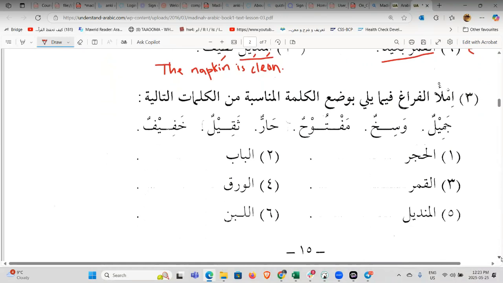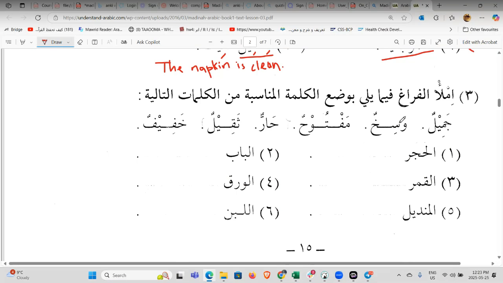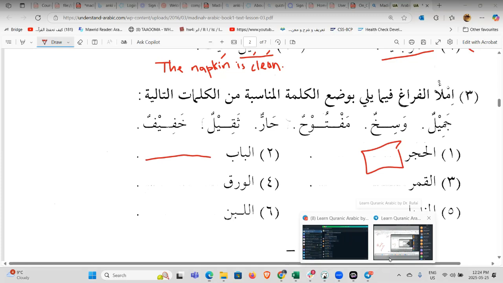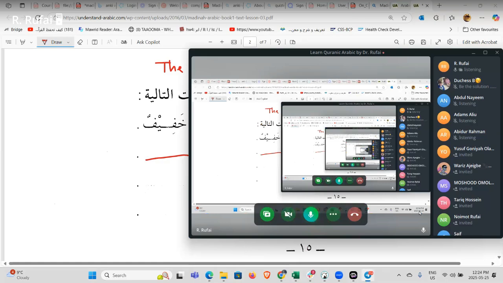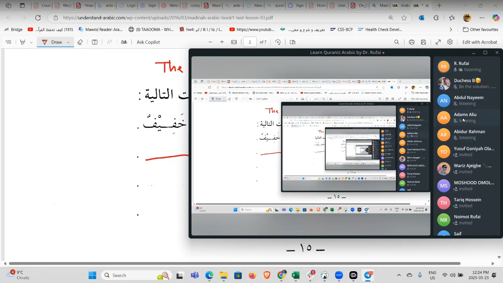Okay, so we also have another exercise here. Here, you have to pick a word to complete the sentence. So here we have al-hajar, and you have to pick one of these to finish the sentence. So let's do one each. Let's go in alphabetical order now. It will be Adam that will be first alphabetically. Adam, you want to go first?